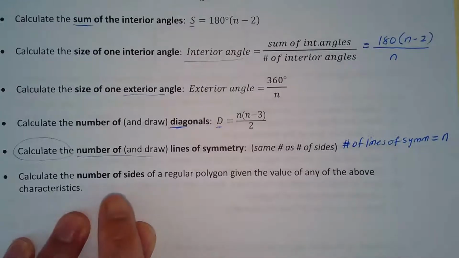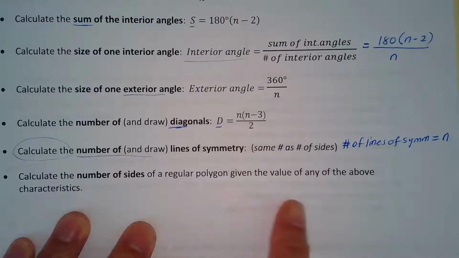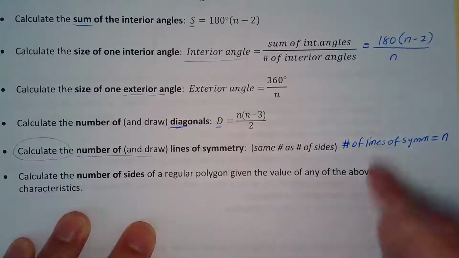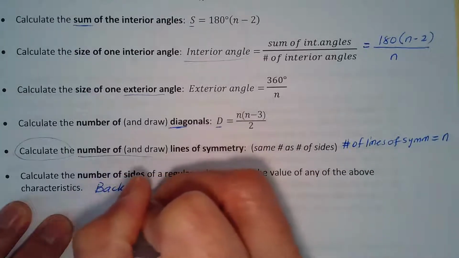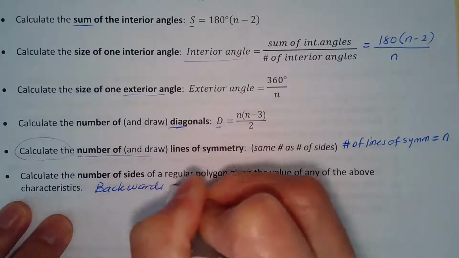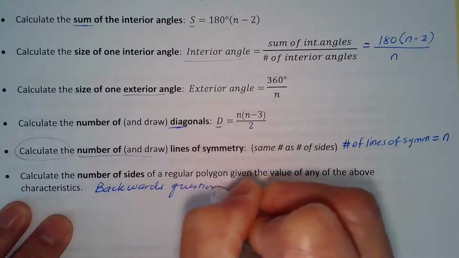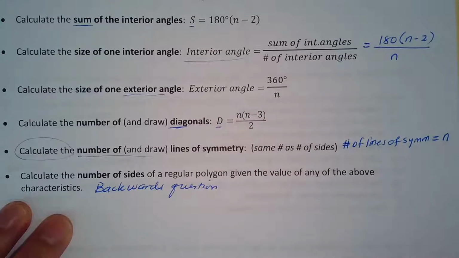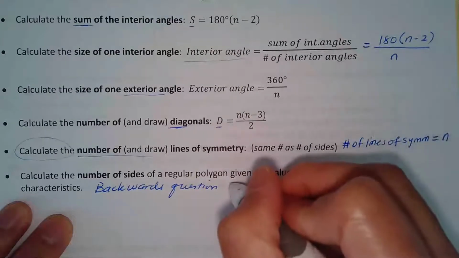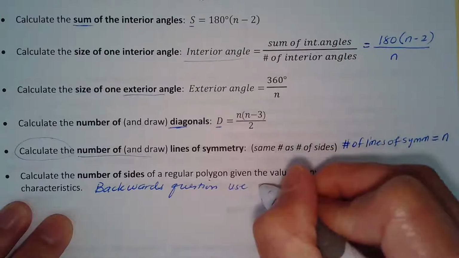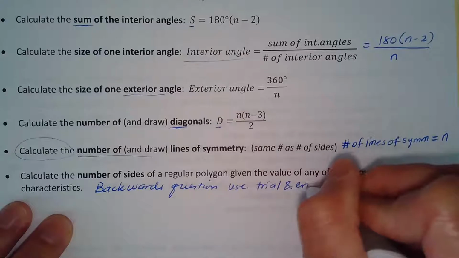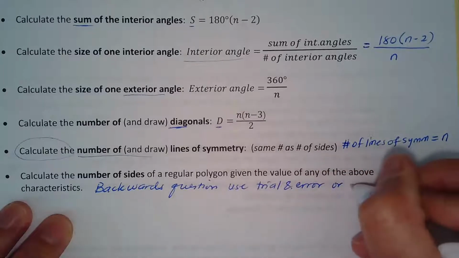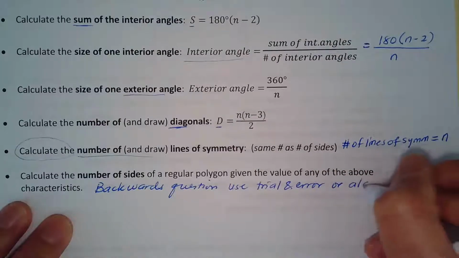And then calculate the number of sides of a regular polygon given the value or characteristic. So this is more the backwards question. Oh, we're going over time here. Backwards question, and either use trial and error, or if you're comfortable, you can try the algebra method.